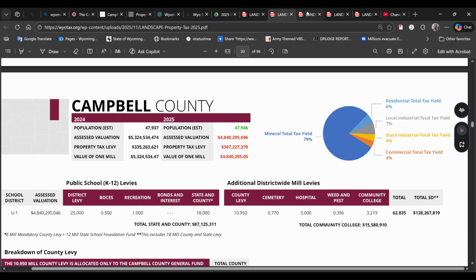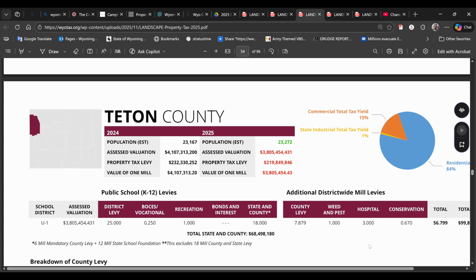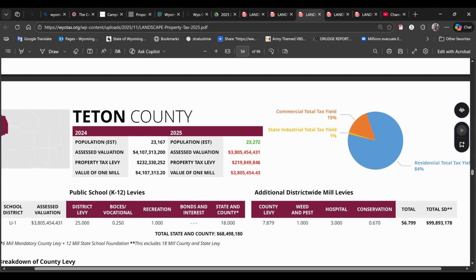Let me just show you one other county for grins and giggles. This one is Teton County, which has the second highest assessed valuation in all of the state. It's $3.8 billion. But most of that $3.8 billion comes from residential. In fact, you can see they have no mineral taxes on here at all. They only have really three sources: you've got commercial tax, you've got state industrial tax, and then you've got residential. And so most of their property tax comes from residential, in much greater proportion than minerals does in Campbell County. So that's pretty significant.